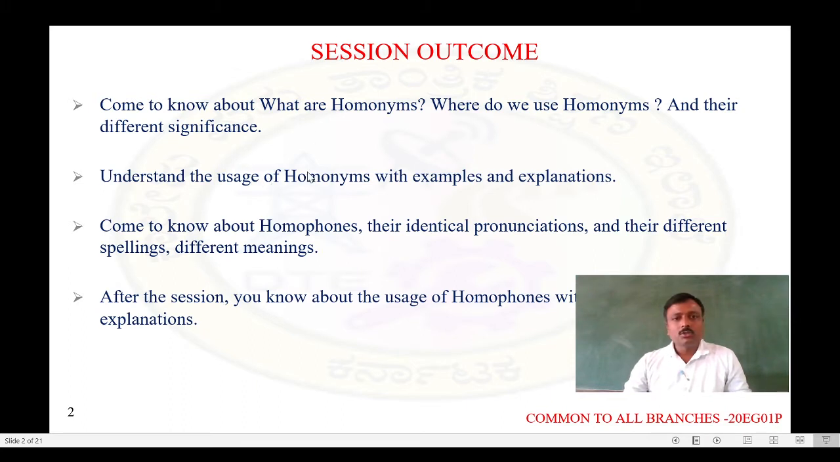So we are going to use homonyms along with some examples and explanations. As well, we're going to know about homophones. Along with homonyms, we know about identical pronunciations. So homophones have identical pronunciations, and we're going to discuss in this session their different spellings and different meanings. Then we're going to use some homophones with examples and explanations.